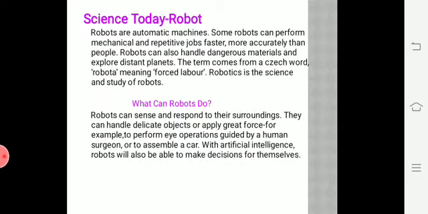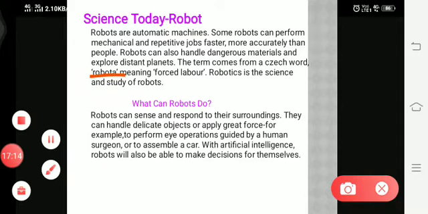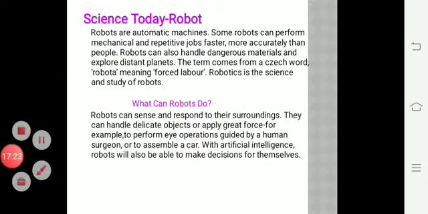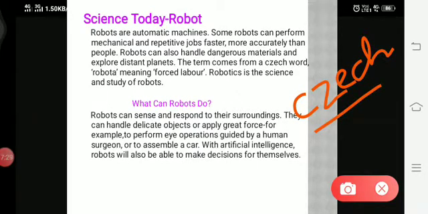Okay, so how did the term robot come? The term robot means forced labor. What is the meaning of robota? Robota means forced labor, and this word comes from Czech. Already you may have heard about this or not, but there is a place called Czech. From this place they took this word robota, which means forced labor. And in today's science, robotics plays a very major role.